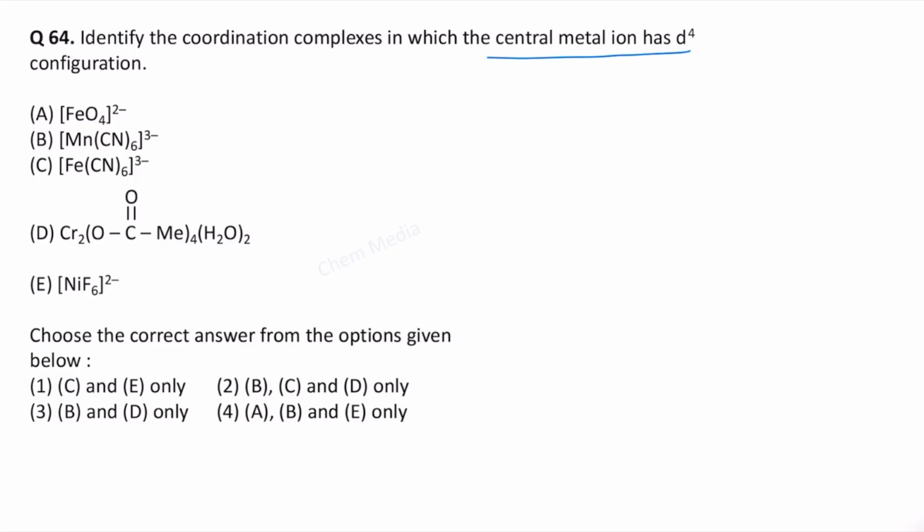So for FeO4 2-, the oxidation state of the ion will be X. Let us keep it as X, and then 4 oxygen atoms we have. Valence for each oxygen we can put as -2, because the net charge given here is 2-. Therefore this will become X minus 8 equal to -2. Therefore X is equal to +6. So the oxidation state of the ion here is +6.